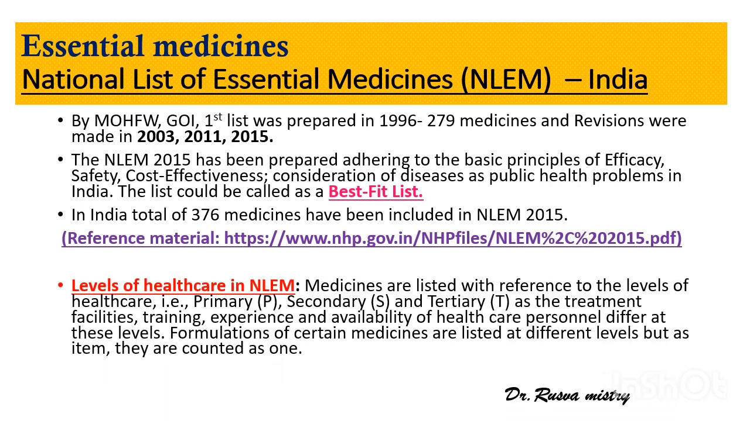Now, levels of healthcare in the National List of Essential Medicines. The medicines are listed with reference to the levels of healthcare, whether primary, secondary or tertiary, because the treatment facilities, training, experience and availability of healthcare personnel differ at these different levels. Formulations of certain medicines are listed at different levels, but as an item they are counted as one.